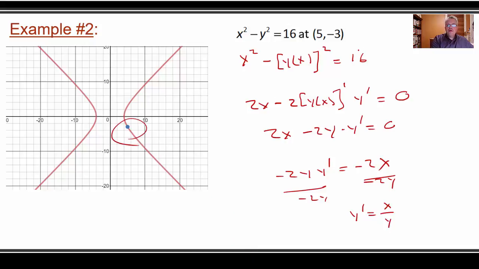So at this point here, which is (5, negative 3), all I have to do is substitute 5 for x and negative 3 for y. Apparently, the slope there is 5 over negative 3, which is negative 5/3. That's the slope there. Yeah, it makes sense. It looks like it would be negative. All right, let's keep going.